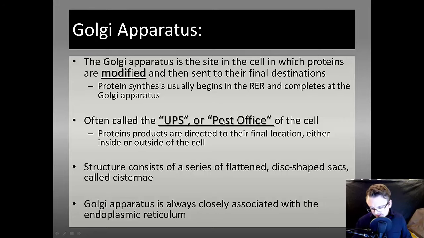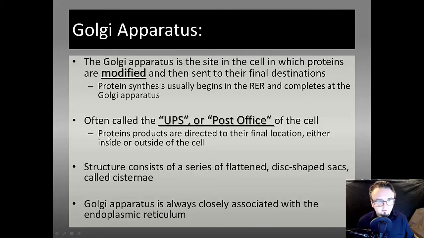The idea is that like UPS, like the post office, like FedEx, the Golgi apparatus receives packages from other parts of the cell. It actually can label those packages and then reroute them to different areas of the cell. So it essentially receives a package, labels, and then reroutes that package to a new part of the cell. And that's why it's often referred to as the UPS or the post office, because just like the post office, they receive a package, they put their own label on it, and then they send it somewhere, right?